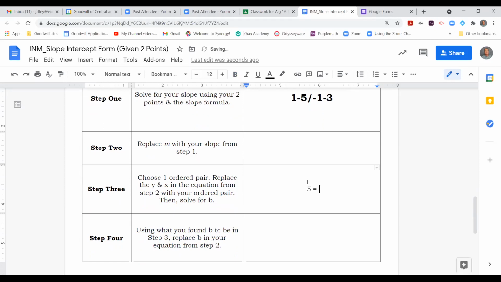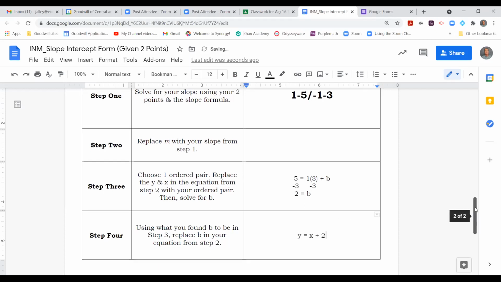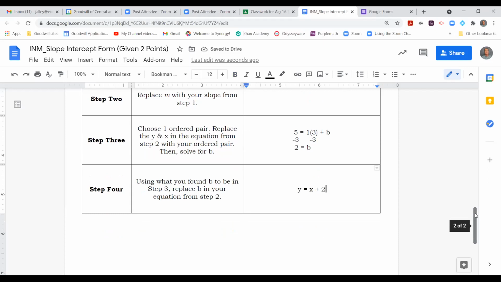5 equals 1 times 3 plus B. Now we're going to subtract 3 from both sides. All right, minus 3. And minus 3 to cancel the 3 on the right. There's your 2 equals B. So y equals x plus 2. And again, we don't need to put the 1 in front of the x. The slope is 1. We won't bother writing the 1 in there. It's not necessary. It's understood.